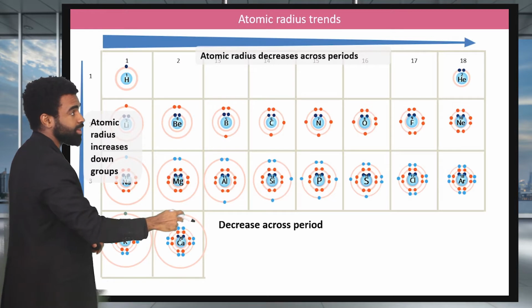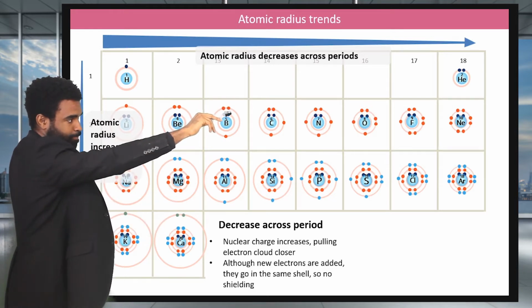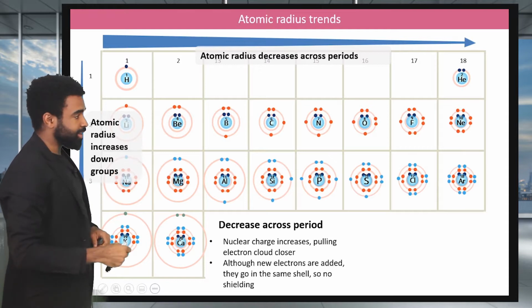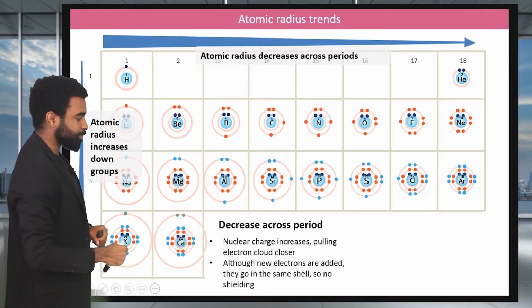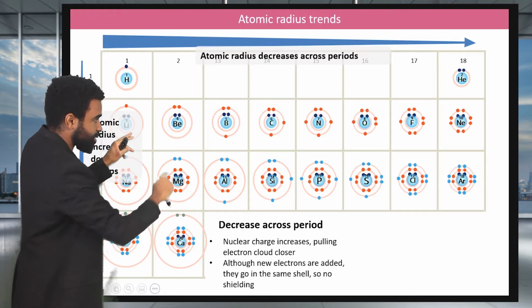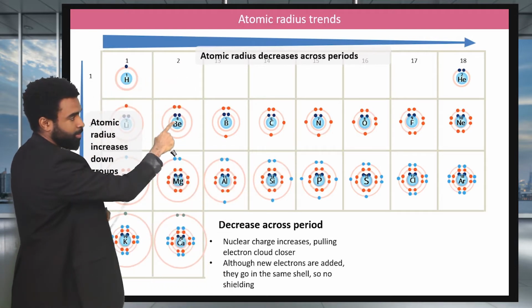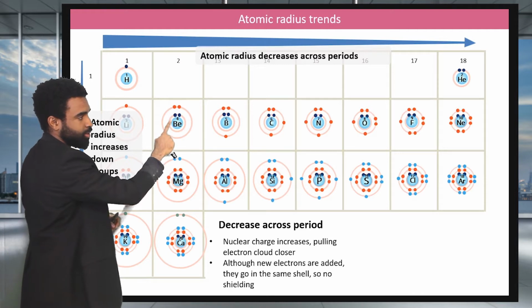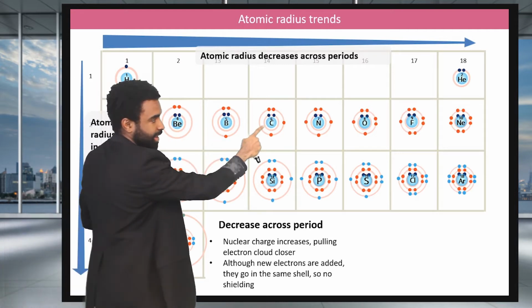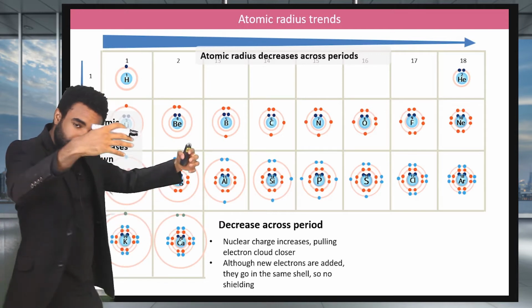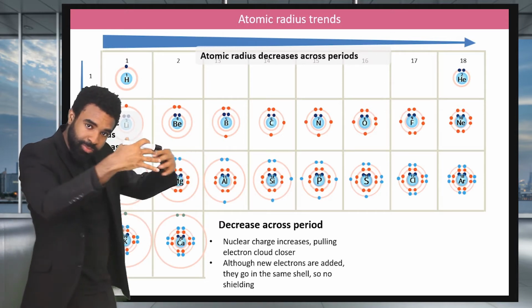Let's take the first one, the decrease across the period. There are two important things you'd be expected to give when asked to explain this. The first is that the nuclear charge is increasing across the period. So beryllium has four protons in its nucleus, boron has five, carbon has six, and because that nuclear charge is increasing, the electrons are pulled in closer. The electron cloud is pulled in closer.